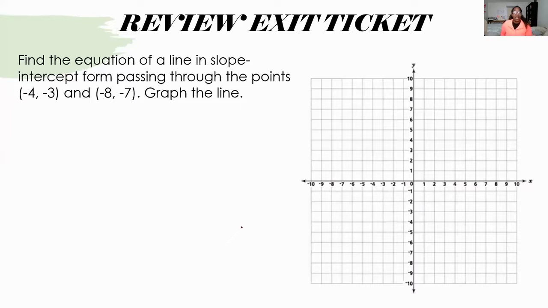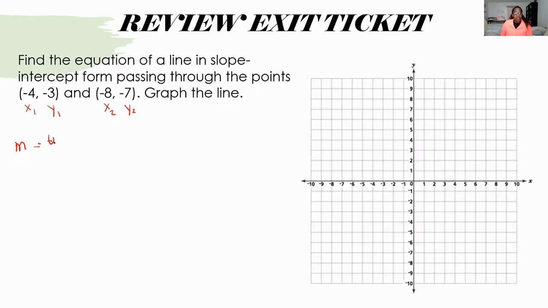We need to find the equation of the line in slope-intercept form passing through points (-4, -3) and (-8, -7). And then we're going to graph our line. This is going to be my x1 and my y1, because that's the first point that I see. And this will be my x2 and my y2. So we need to find our slope. Remember, slope-intercept form needs a slope and a y-intercept. So first we have to use our formula for slope.